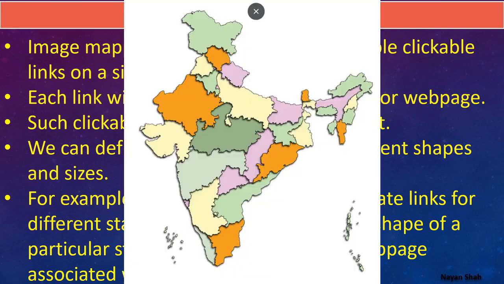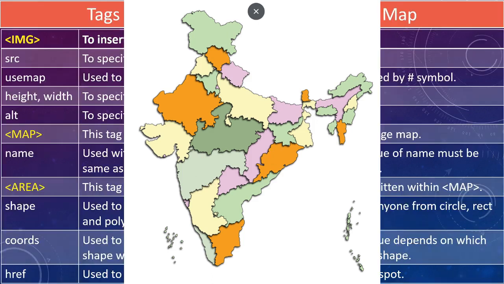For example, suppose a travel agent has kept a map of India, and then we click on any particular state of India and it will take us to the details of that particular state. If I click on Maharashtra, it will give me the details about Maharashtra. If I click on Orissa, it will give me the details about Orissa. So same image, one image with multiple links.